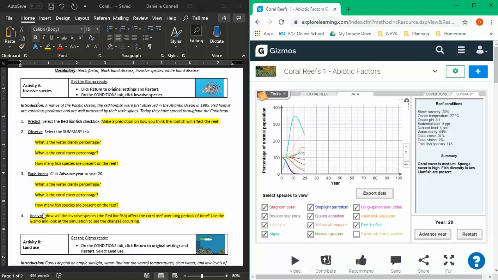So for number 4, you're going to tell me something about this graph. How did the red lionfish affect the coral reef over long periods of time? Okay, you can pause to answer number 4, and I'm going to move on to activity B.